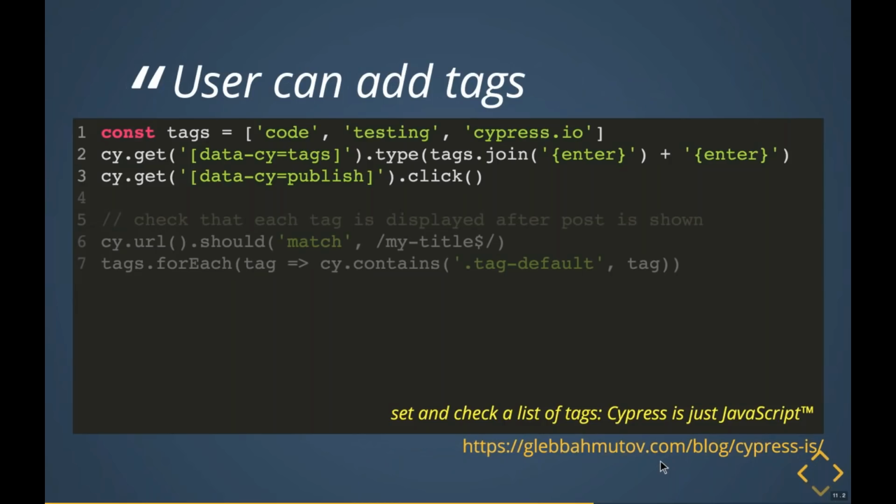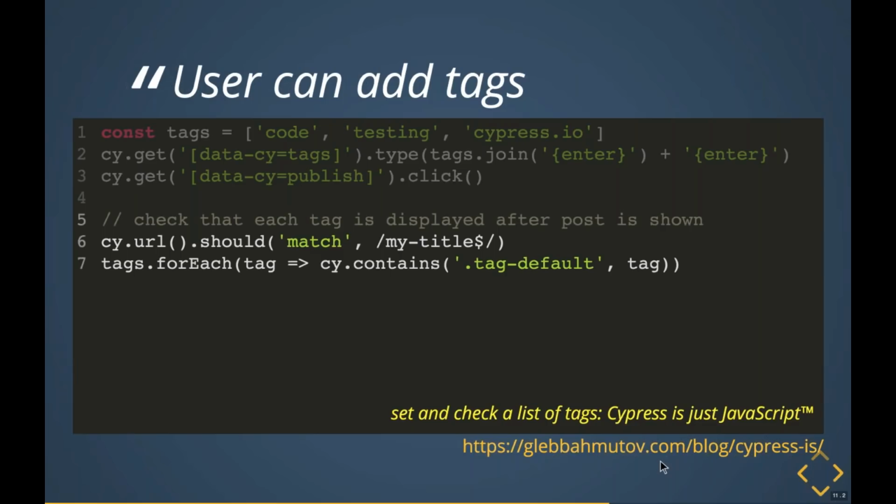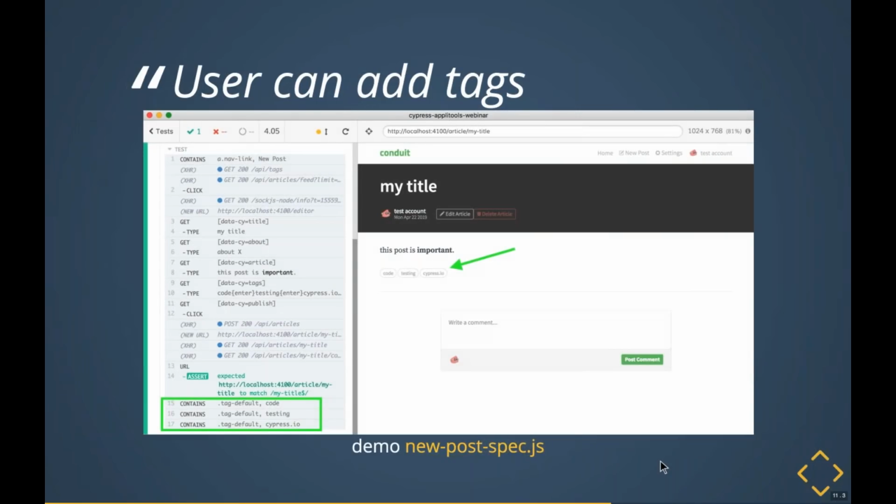If you want to type multiple tags and they're in an array, you can just join them as you would join an array, concatenate strings, and type everything. And because of Cypress's asynchronous nature, after you publish this blog post, for example, you can compare the URL using a regular expression, and you can verify each tag is visible and is on the page using cy.contains. So just a few lines of code, but the test is realistic. It publishes an article, looks at the URL, and verifies that each tag has been created correctly.